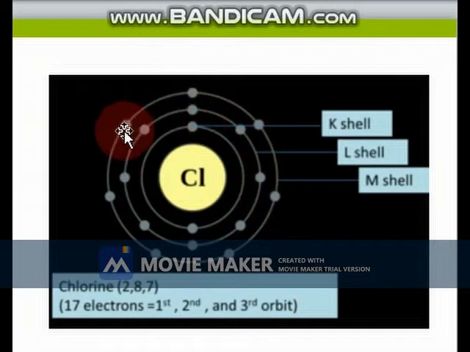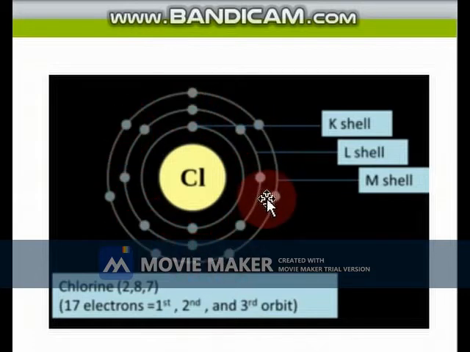So with chlorine, in this diagram, you can see the electrons in the orbits. At the end of the day, the electronic configuration of chlorine is 2, 8, 7. What that means is that the first shell carries 2 electrons, the second shell carries 8 electrons, and the third shell carries 7 electrons. Okay, so let's look at some worked example.